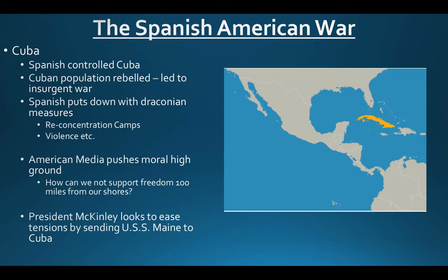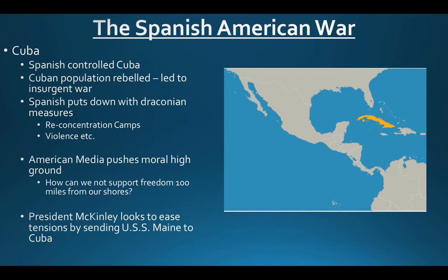So when you have America now only about 100 miles to the north, the American media is going to begin to push essentially a moral high ground, right? How can we, hypocritically, not basically protect these people? How can we not go in and support freedom? We're only 100 miles from our shore, right? So this media is going to really be a big role in deciding what's going to happen here.